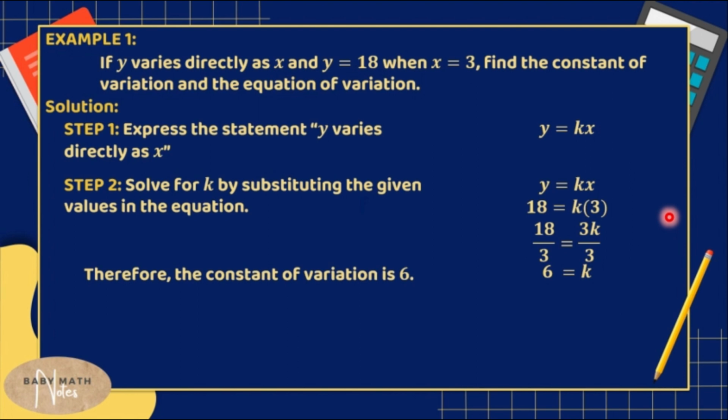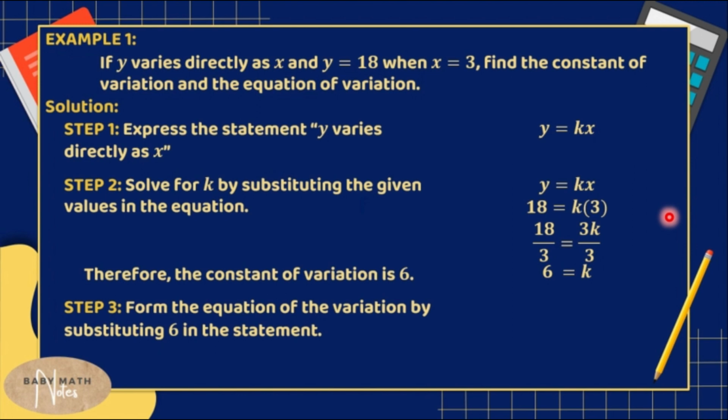Therefore, the constant of variation is 6. Now, step number 3. Form the equation of the variation by substituting 6 in the statement. So, ito yung mathematical equation natin. Para makuha natin ang equation of variation, yung k na yan, isubstitute lang natin dyan ang value ng k na nakuha natin. So, magiging y is equal to 6x.